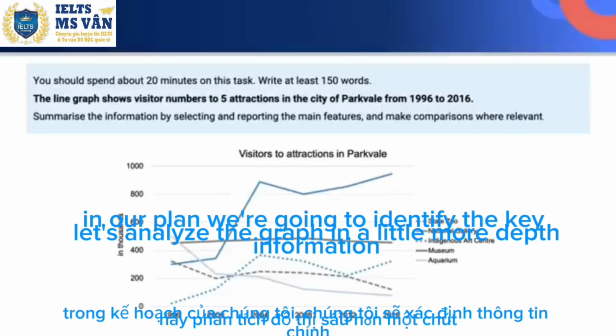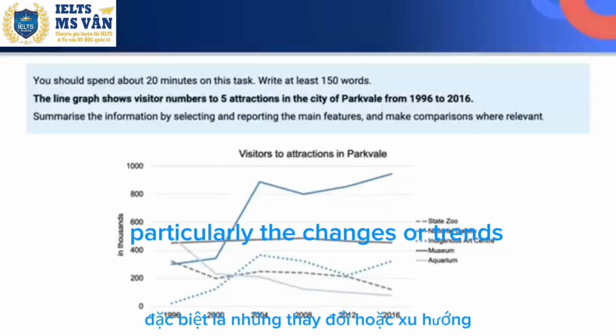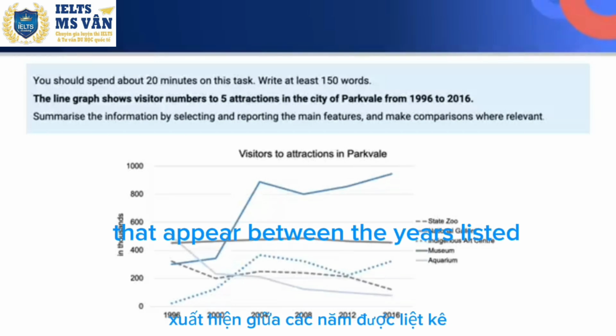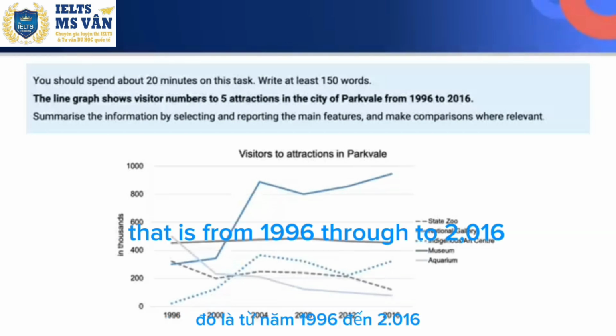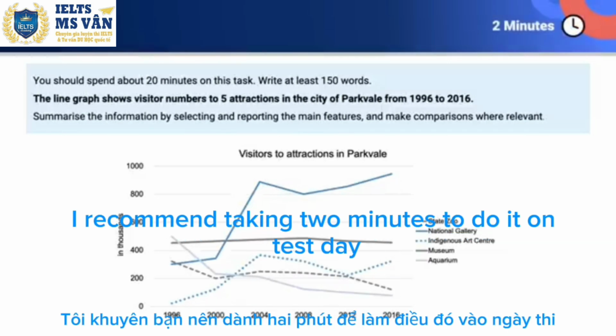Let's analyze. In our plan, we're going to identify the key information, particularly the changes or trends that appear between the years listed, that is, from 1996 through to 2016. Feel free to write your plan now. I recommend taking 2 minutes to do it on test day.